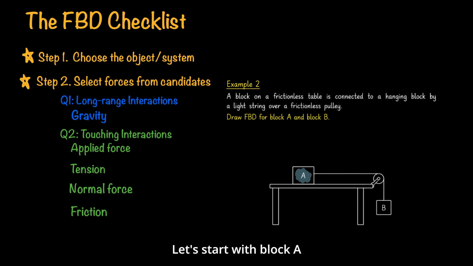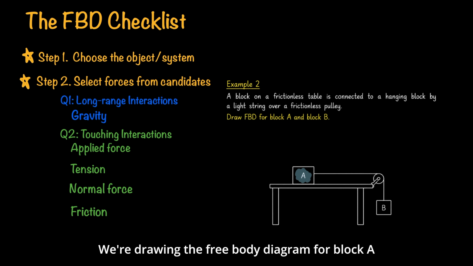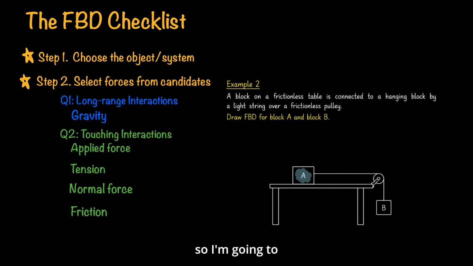Let's start with block A. We're drawing the free body diagram for block A, so I'm going to identify what interacts with block A. Again, is there a long-range interaction? Yes, the Earth is pulling on block A, so I draw the gravitational force. Then what's touching block A? The table. The table supports the block, so I draw the normal force.